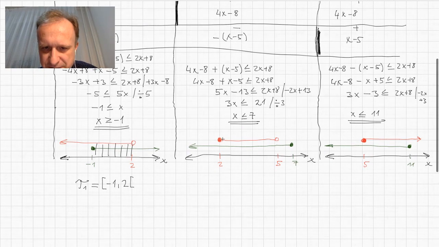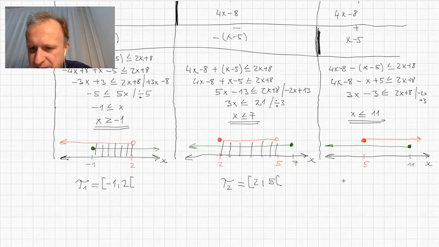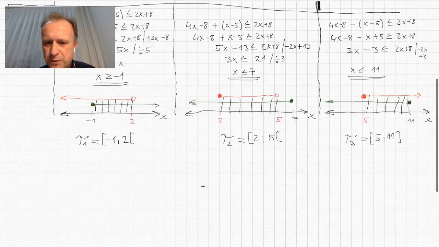Now the second intersection is represented by the second part of the truth set, which starts at 2 and ends at 5. And at 5 it's open, like that. The final truth set is represented by this. So the third truth set comprises the numbers from 5 to 11 closed at both ends. So these are the truth sets.